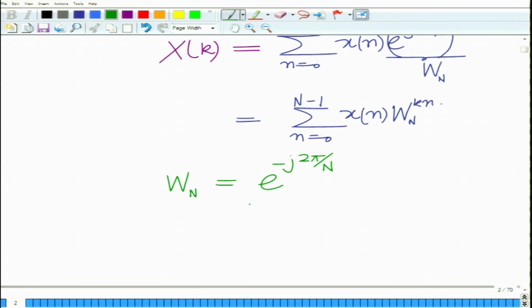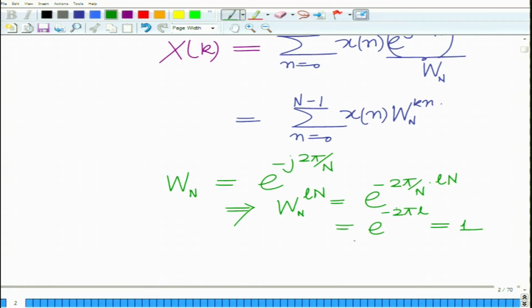Where W_N, note that W_N equals, this is a fundamental quantity, e raised to minus j 2 pi over N, and also note that W_N to the power of any integer, let us say L times N, equals e to the power of minus j 2 pi over N into L N, e raised to minus j 2 pi L, which is equal to 1. Okay. So, this is in fact one of the roots of unity, that is what you can see. So, W_N is e raised to minus j 2 pi over N, and the DFT coefficient X[k] is summation n equal to 0 to N minus 1 x[n] W_N raised to the power k n. Okay, so that gives an expression for the DFT coefficient X[k].